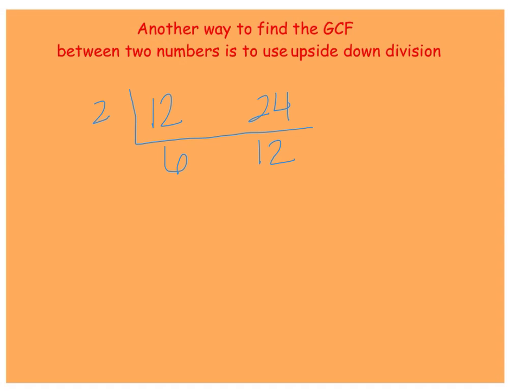Okay, now 6 and 12 are not prime, so we're going to keep going. Let's think of something prime that goes into both 6 and 12. We could use 2 again. 2 divides into 6 3 times.